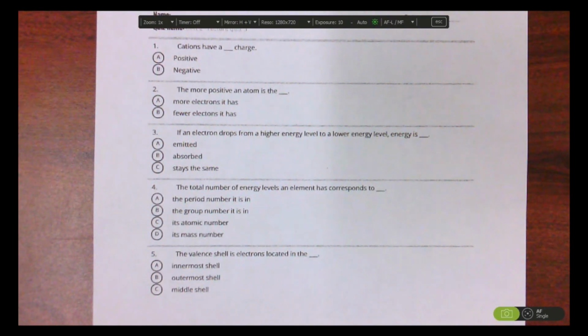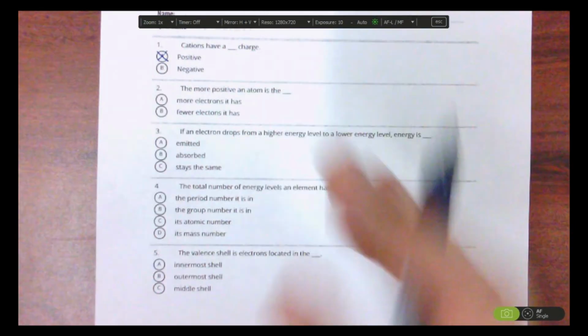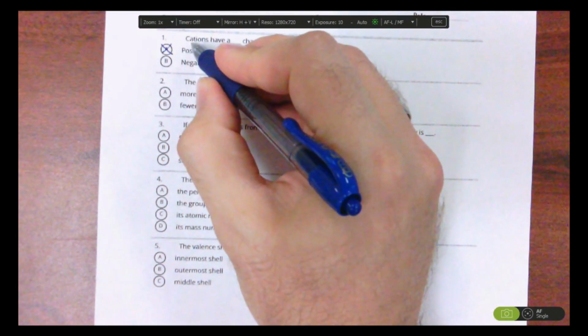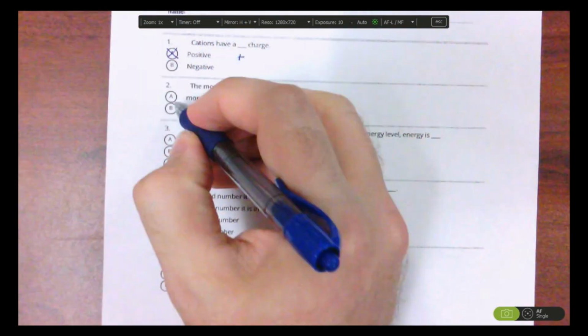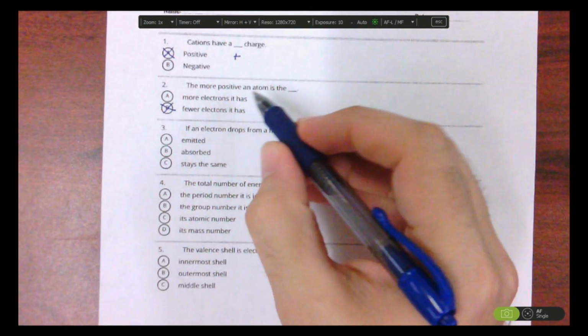All right, so cations have what kind of charge? Positive. Cats are positive because it has a T in it. The more positive an atom is, does it have more electrons, or fewer? The fewer. Most people think, because when you hear the word more, you're gaining, so that should be positive, and that's not true. So don't get the word positive confused with greater.